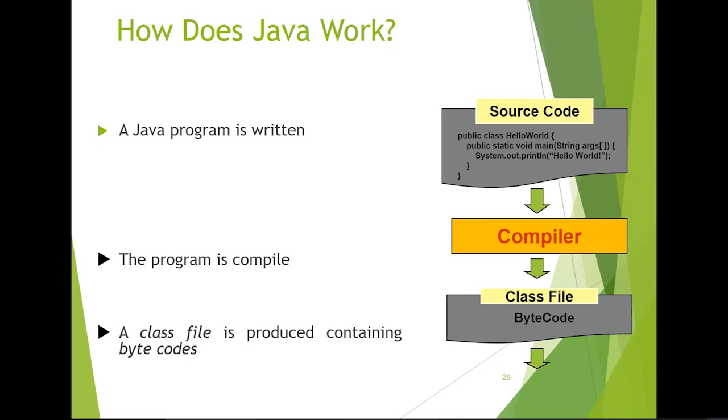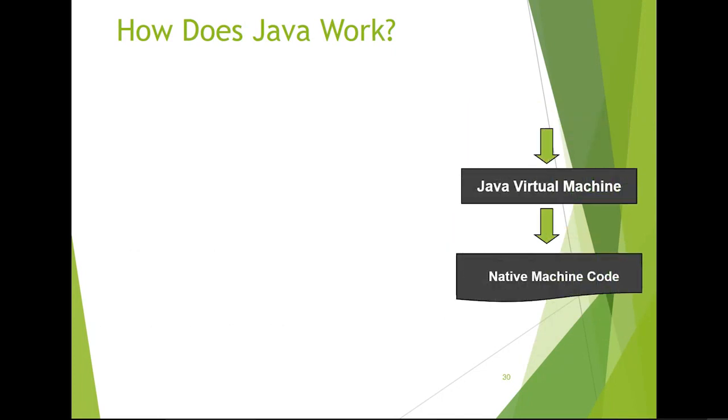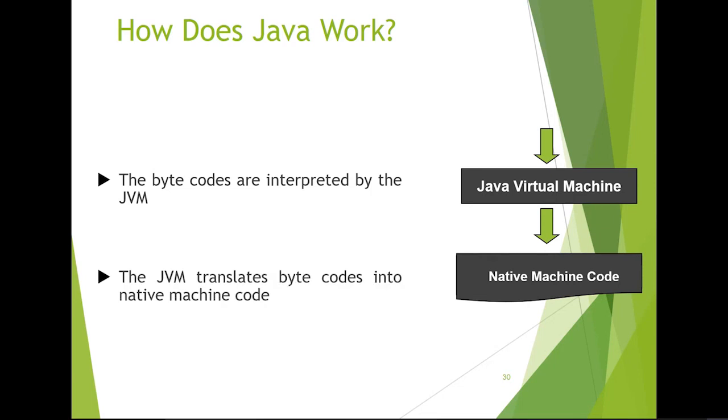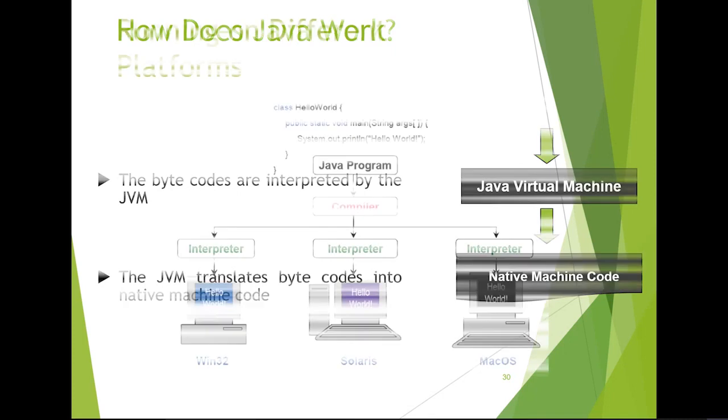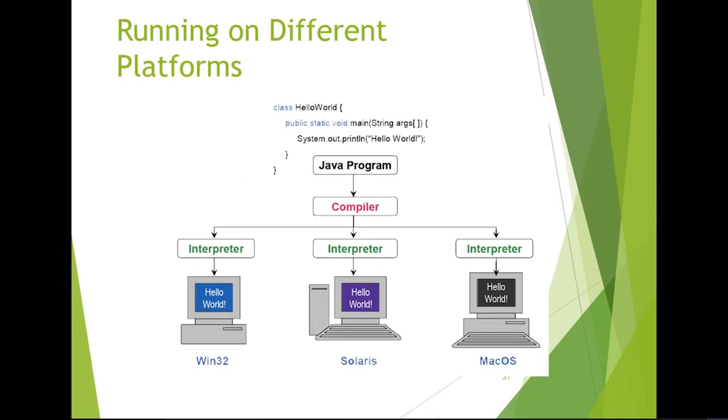Ayun, meron tayong virtual machine and then native language. Dito pala siya napunta. So the bytecodes are interpreted by JVM and then JVM translates it into the machine language. So to make it clear, ganito yung magiging itsura niya. You have your Java program and then pupunta sa compiler, and then the compiler now writes the class file. And then the class file now goes to the different JVM na meron tayo. The interpreter is now the Java virtual machine.